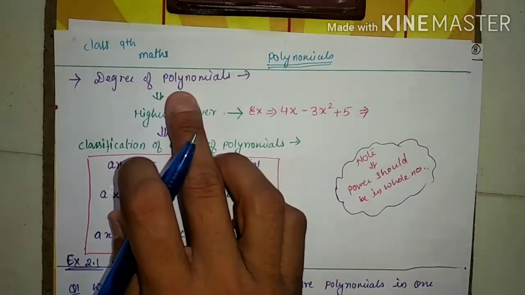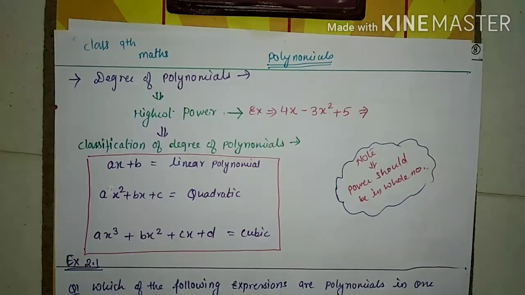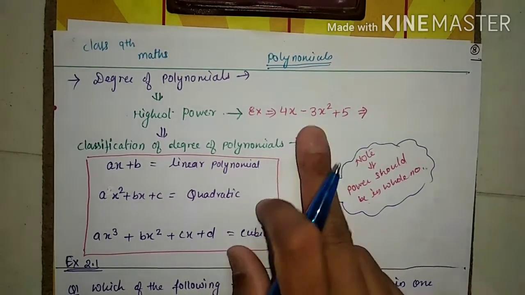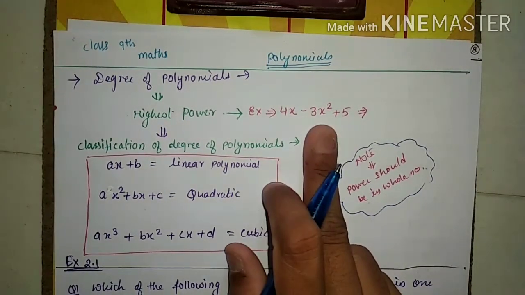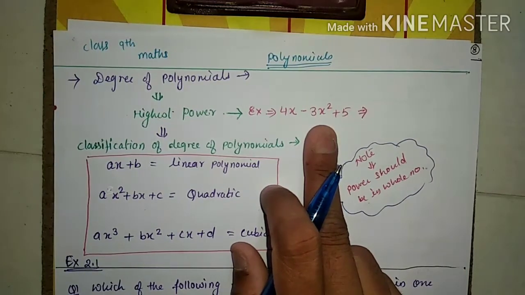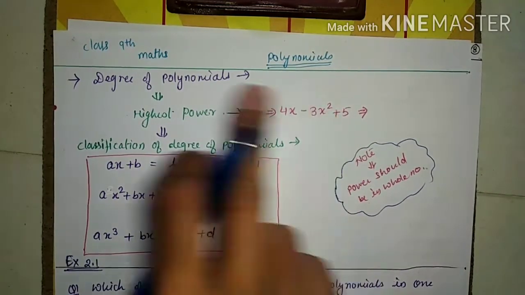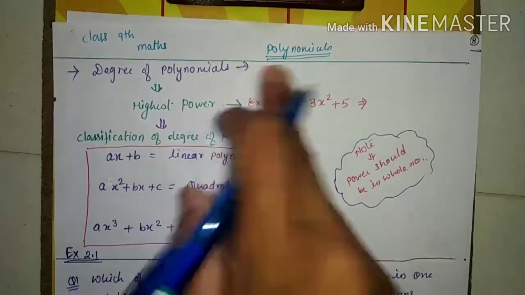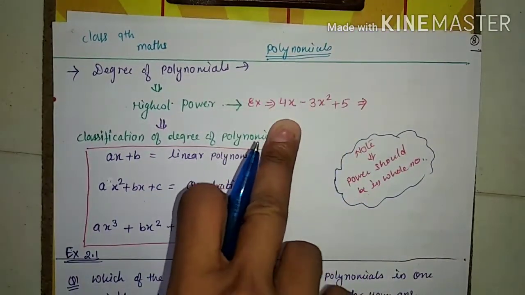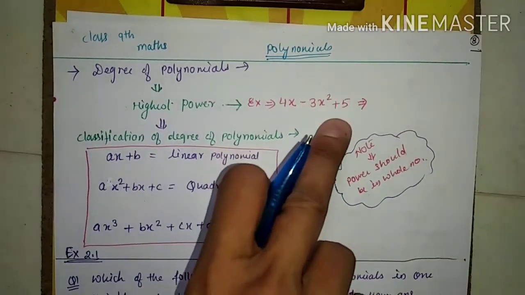Degree of polynomials. Now in this topic there is one new concept, that is the degree of a polynomial. Degree of a polynomial means the highest power of the polynomial. If I have any polynomial, it has a highest power, and that highest power number is called the degree of the polynomial. For example, I have taken one example here, 4x - 3x^2 + 5.